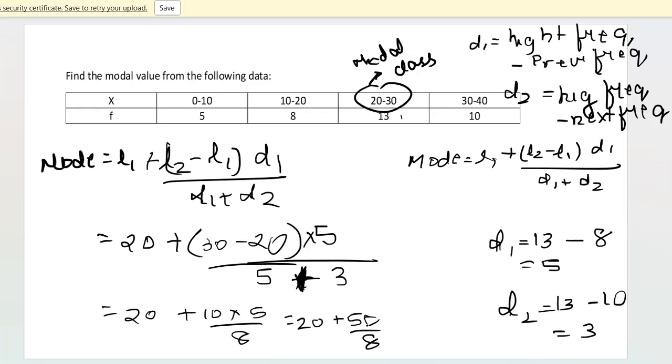Now 50 divided by 8 is 6.25. So you get 20 plus 6.25, which is 26.25. That serves as the mode. So in mode, we use the formula L1 plus L2 minus L1 times D1 upon D1 plus D2. D1 is the highest frequency minus the previous frequency, D2 is the highest frequency minus the next frequency. The interval which has the highest frequency is the one in which we choose L1 and L2. Then we find D1, then we find D2, and solve the problem.